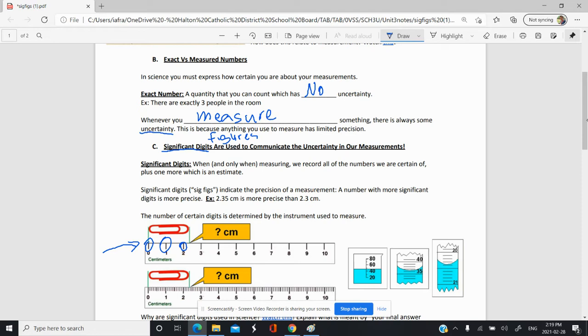So there's some lack of certainty in that last digit. If I write 2.3, scientists will understand that I mean that it could be 2.2, maybe 2.3. There's some error there. I'm a little bit off. So this last digit here is where the uncertainty is.